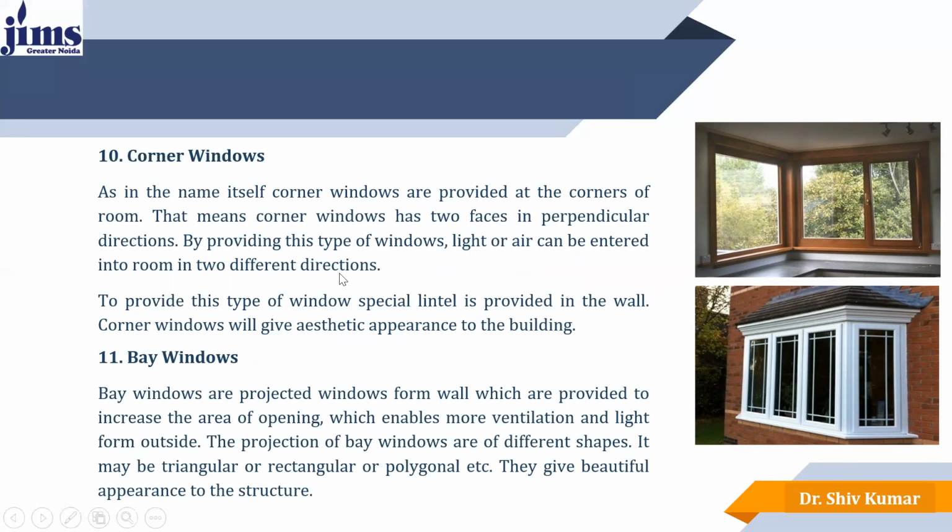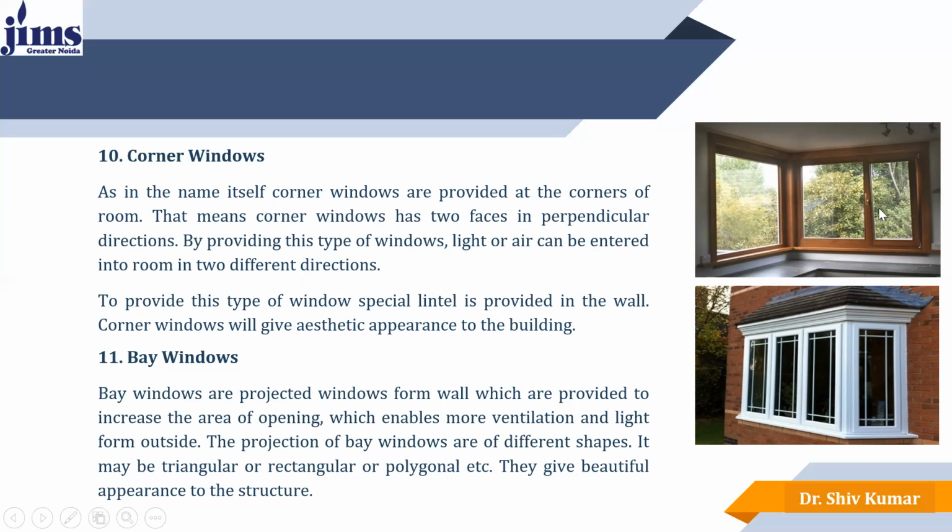Now, come to the corner windows. As the name itself suggests, corner windows are provided at the corners of the room. That means corner windows have two faces in perpendicular directions. By providing this type of window, light and air can enter the room from two different directions. To provide this window, a special lintel is provided in the wall. Corner windows give an aesthetic appearance to the building.